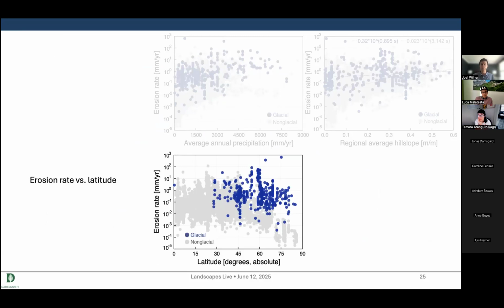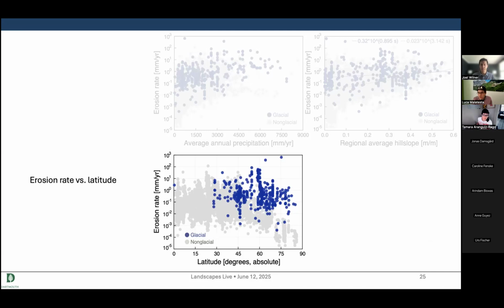Where available, glacial erosion rates are higher than non-glacial erosion rates at a given latitude on average. So I think that would probably be the best stab at answering that question. Right, thanks. And Colleen, thanks for that answer.